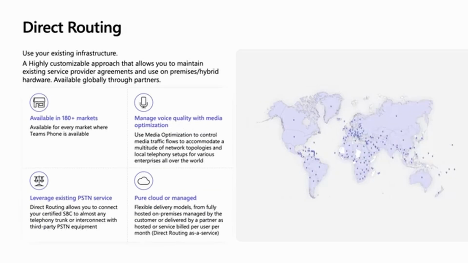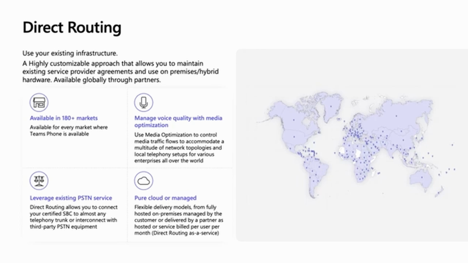Now we'll talk a little bit about direct routing, which is another alternate option. And this is for organizations that have very unique calling needs. As we talked about in the beginning of the call, these are organizations that have more customizable solutions, and they need to support legacy hardware or on-premises telephony solutions. This is where direct routing really comes in and is a really powerful option. It's currently available in over 180 markets.